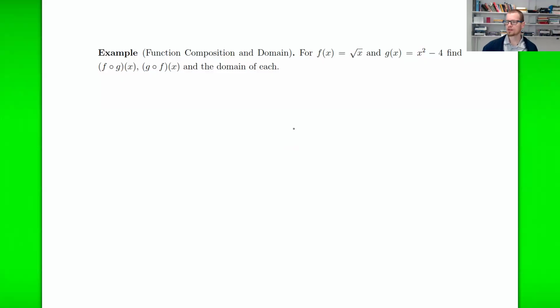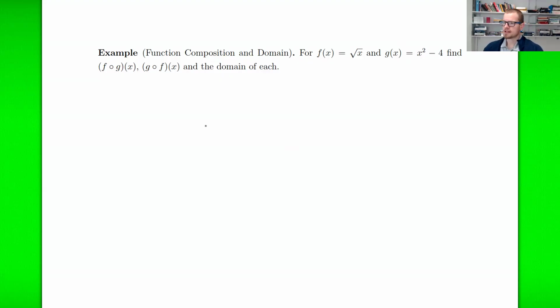Welcome. We want to look at an example of function composition and looking at the domain. Now, this actually contains two examples here because we're going to take the function f, which is the square root of x, and g of x, which is x squared minus 4, and we're going to find both f of g of x and g of f of x, and of course the domain of each.